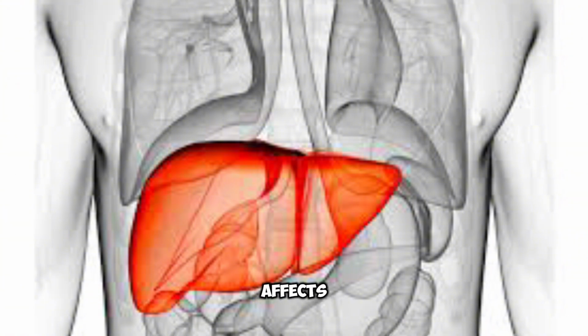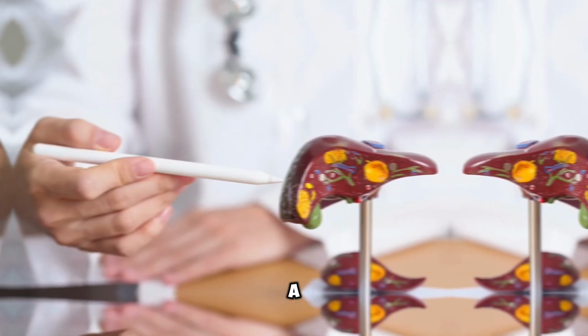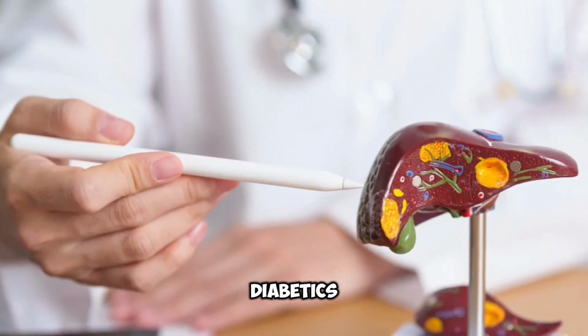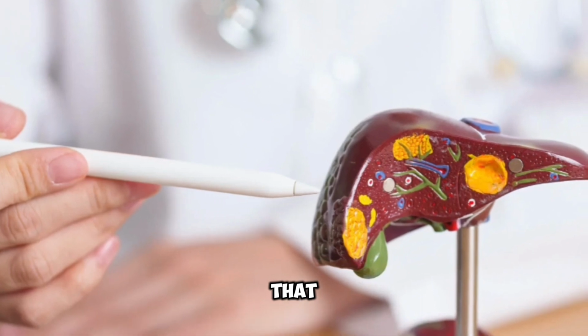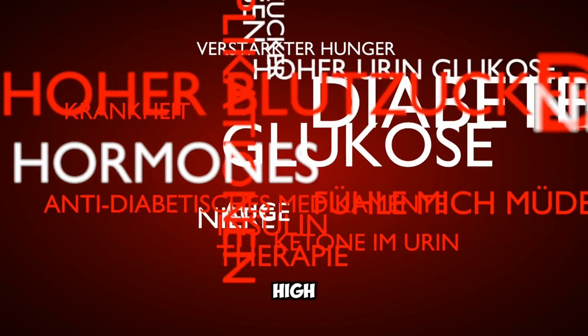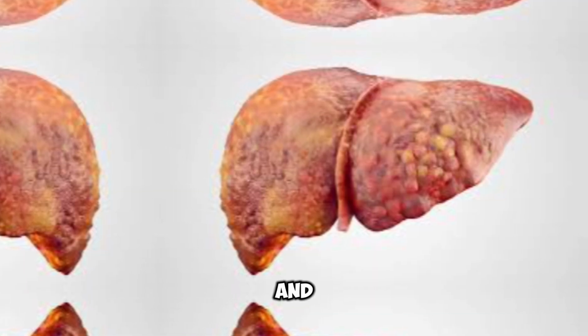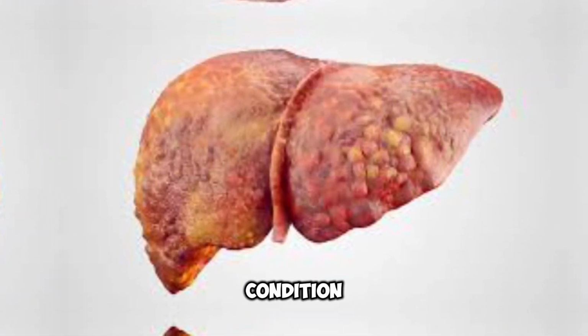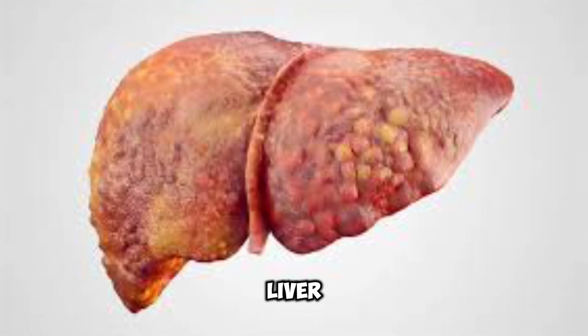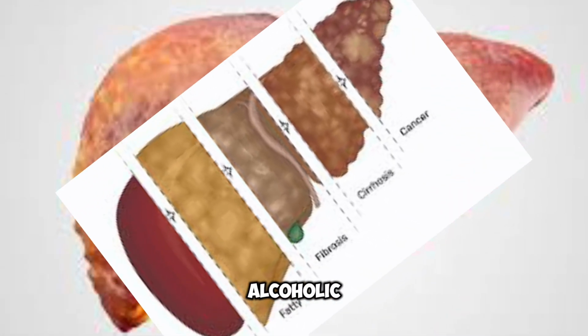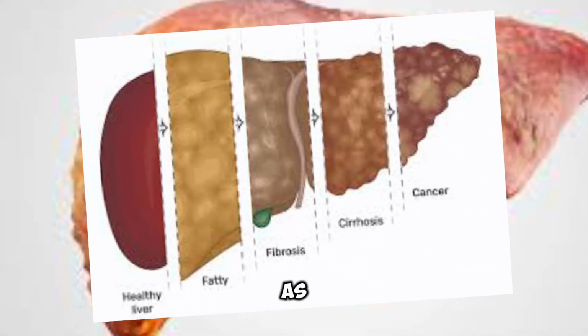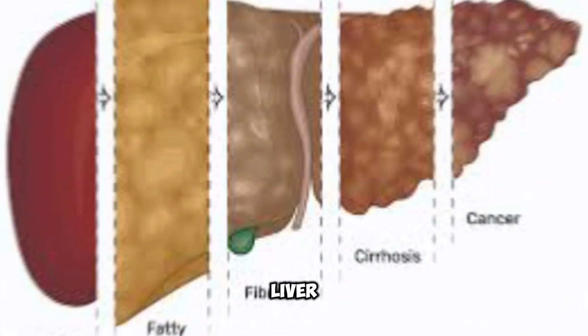Non-alcoholic fatty liver affects millions worldwide, with a significant proportion of those being diabetics. But why is that? It's because the risk is increased due to insulin resistance and high blood sugar levels. Did you know that fat starts to accumulate in the liver? And that's not all. This condition can even progress to more severe liver diseases like non-alcoholic steatohepatitis, also known as NASH, cirrhosis, and liver cancer.